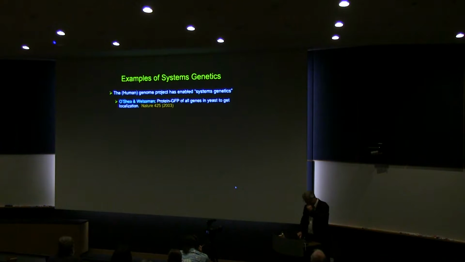The first one was Erin O'Shea, I think, who's now the president of HHMI. She built protein GFP fusions of every single one of the 6,000 genes in yeast, made every single one of those, put them under a microscope and took a picture of them. I made a movie of them. And I talked to Erin and asked, how did you analyze those? And she said, well, we looked at them and made a notation.